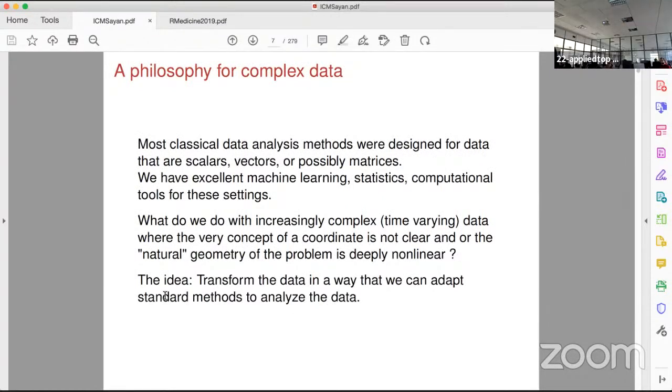Most classical data analysis methods are designed for scalars, vectors, possibly matrices, right? And a lot of data formats nowadays are not that, simplicial complexes, for example, right? For that first case of the traditional data, you have excellent stats, machine learning, numerics. So the question is, what do you do when you don't have that type of data? And what I would argue today is that there are transformations or representations of the data that really allow you to use more classical methodology in a really powerful way.